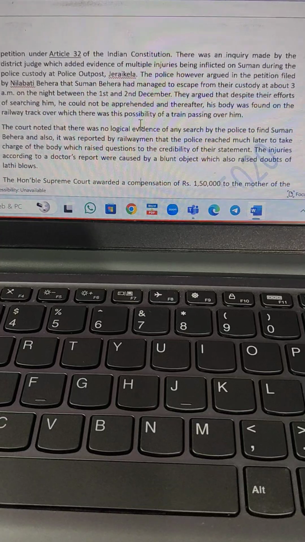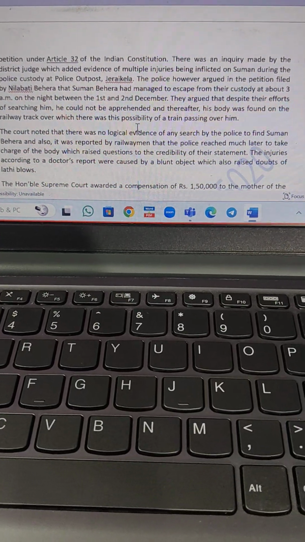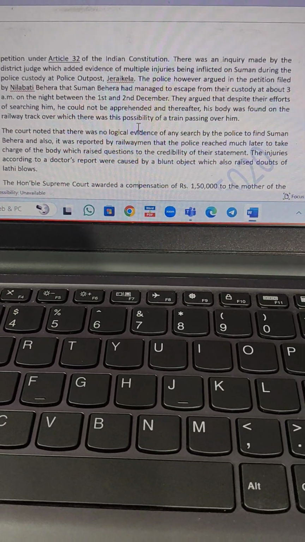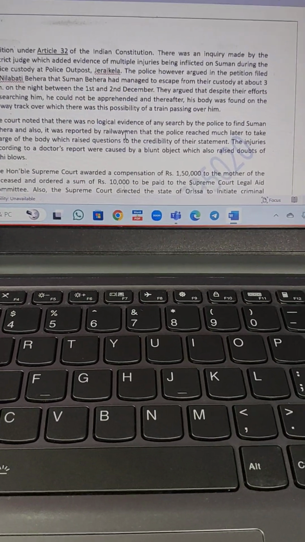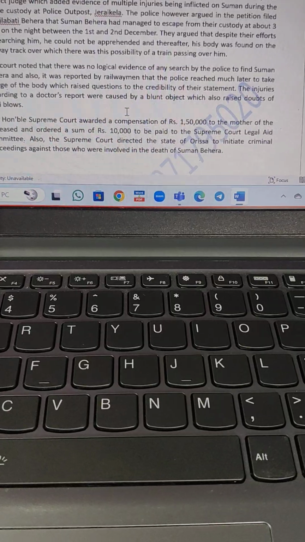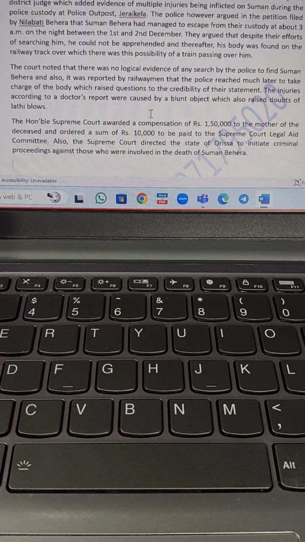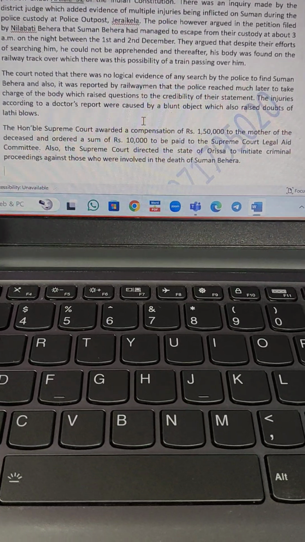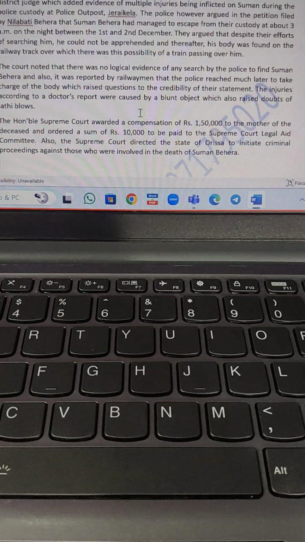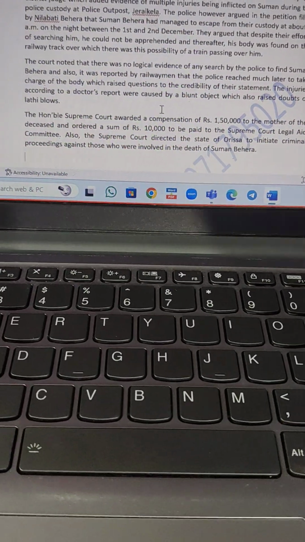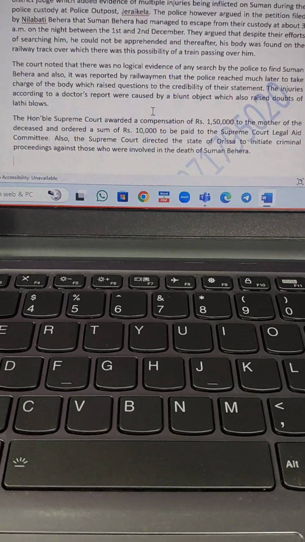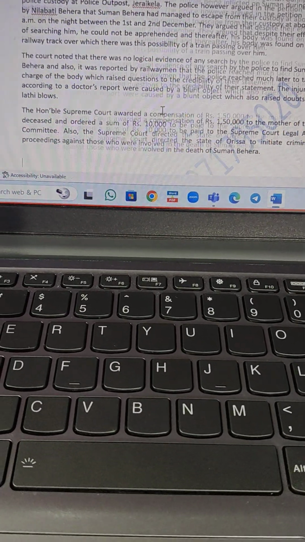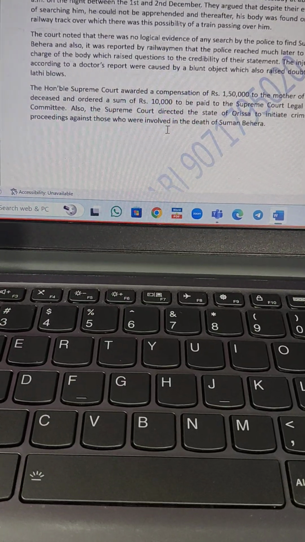The injuries, according to the doctor's report, were caused by a blunt object, which also raised the doubt of lathi blows. So the Honorable Supreme Court awarded a compensation of 1,50,000 rupees to the mother of the deceased and ordered a sum of 10,000 rupees to be paid to the Supreme Court Legal Aid Committee. Also, the Supreme Court directed the State of Odisha to initiate criminal proceedings against those who were involved in the death of Suman Behera.